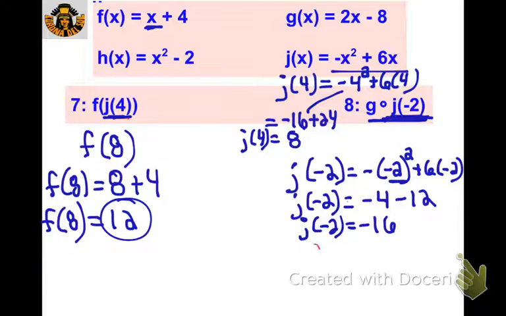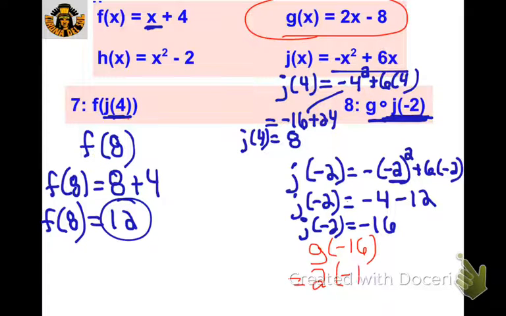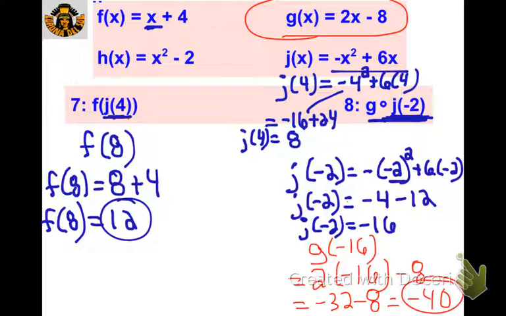So what we're looking for is what is g of negative 16? So that means we're going to look at the g function, wherever that is, there it is, and we're going to plug in a negative 16. So g of negative 16 equals 2 times negative 16 minus 8. So that's negative 32 minus 8, which is negative 40.